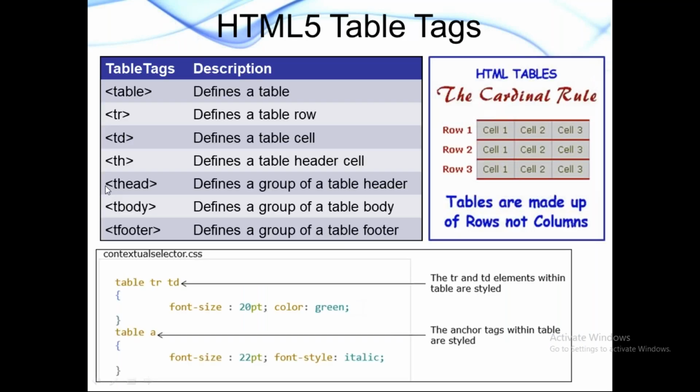Then you have the thead to specify the table header, tbody to specify the data, what goes into the body, and then tfoot to specify a footer for the table. And having a header and footer is optional. It is not compulsory that you should add a header and footer for all the tables. You can skip the header or footer if you like. So as I told you before, the tables are made up of rows. Okay, you don't think in terms of columns.